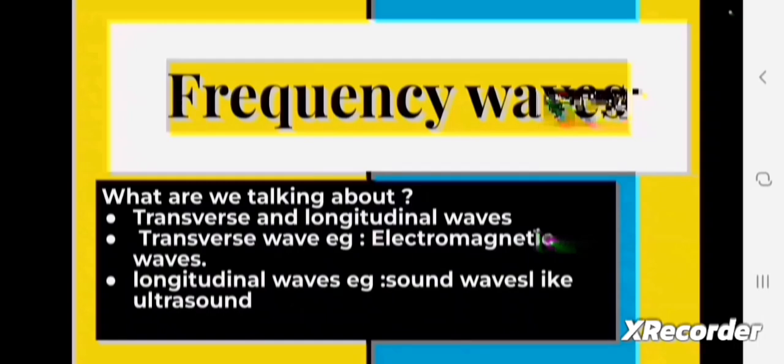Frequency waves. So what exactly are we talking about? There are two types of waves. You have transverse waves and longitudinal waves. Transverse waves, like for example, electromagnetic waves, while longitudinal waves, like for example, ultrasound waves. As we will see, both forms of waves at different frequencies have been the subject of intense study for cancer treatment research and are actually being employed in real-time cancer research.